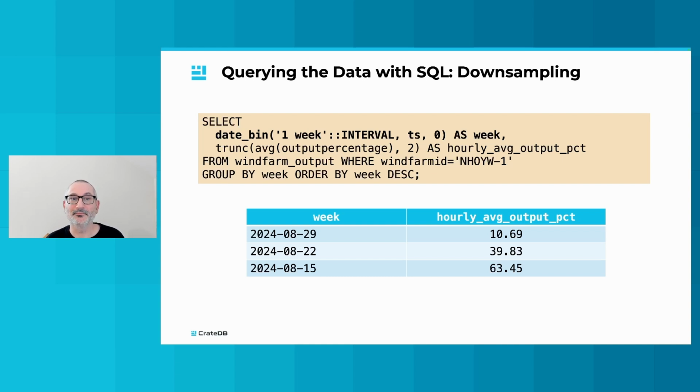a function called dateBin. So what we're doing here is saying, let's take the timestamps and group them into weeks. So we're saying I want every data point within the week of the timestamp field to be considered as a single bucket. And then we're running an average function over that bucket and getting the hourly average output for that week. So again, we can step back from the hourly data and start to see week on week how North Hoyle was performing in this case.